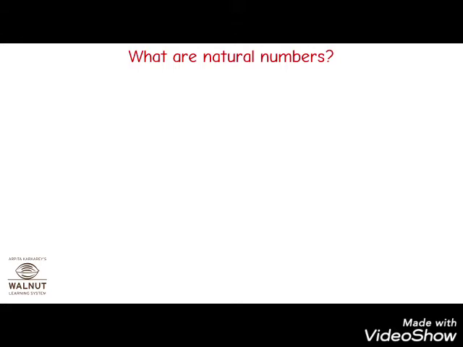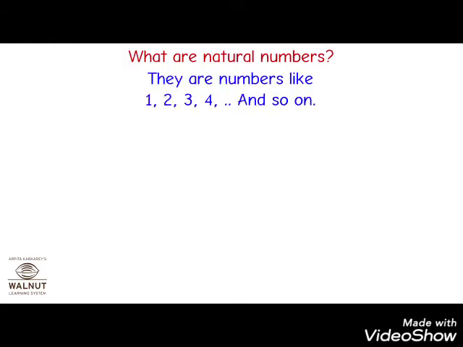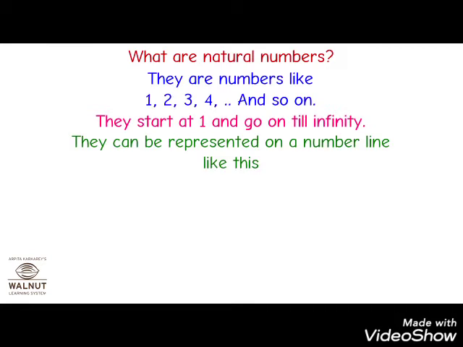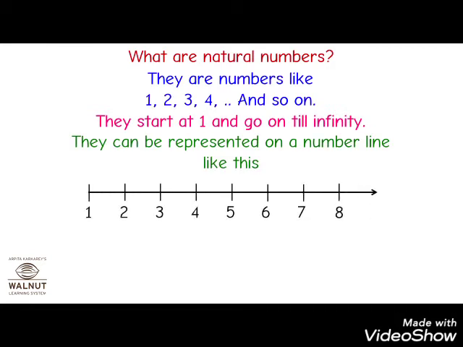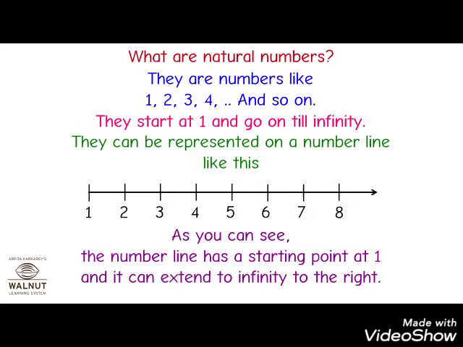What are natural numbers? They are numbers like 1, 2, 3, 4 and so on. They start at 1 and go on till infinity. They can be represented on a number line like this. As you can see, the number line has a starting point at 1 and it can extend to infinity to the right.